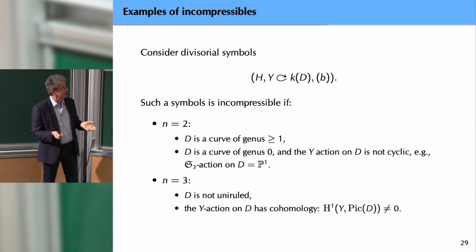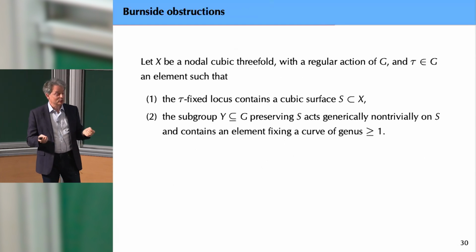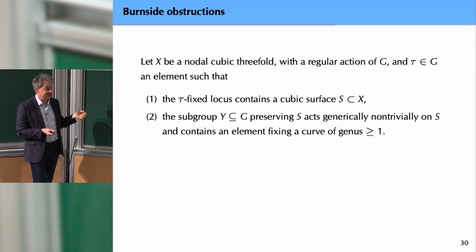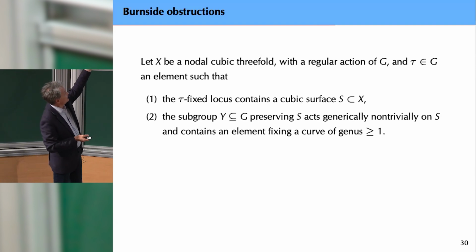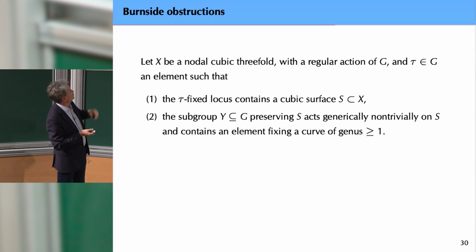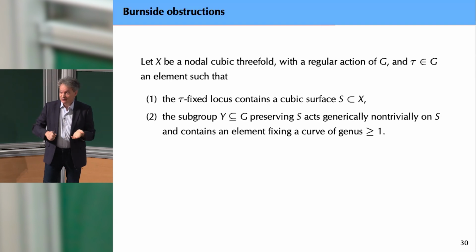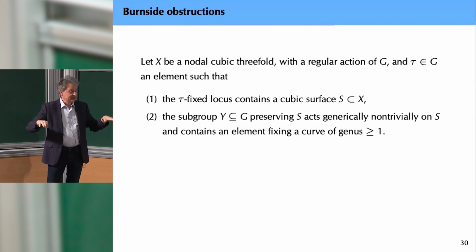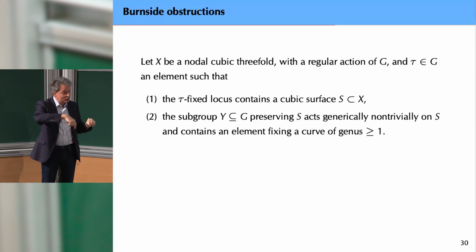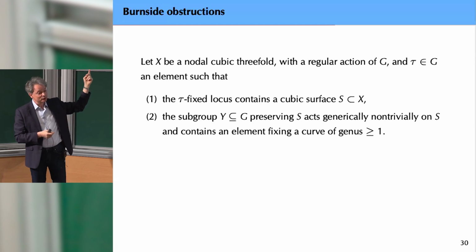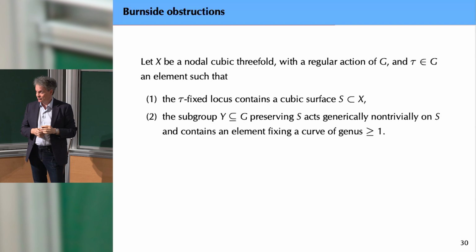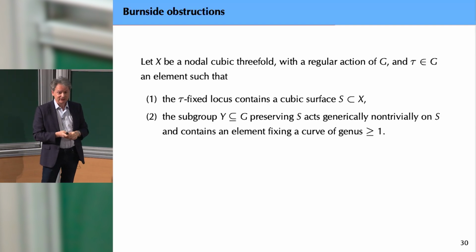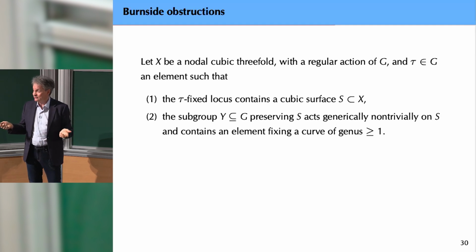And the way you use it, you again look at a cubic threefold. Of course, the smooth ones are irrational, but the singular ones are rational. And so you pick one, let's say that's nodal, and you ask, let's say, for the Z2 squared action, where one of the C2s fixes a hyperplane, that would be a cubic surface, and the other C2 would fix an elliptic curve in the cubic surface. That would be the example that I showed you before that produces H1, produces Z2 squared in cohomology. So that would give you an incompressible symbol, and that would give you a C2 squared action on a cubic threefold that's not linearizable. This is how it works.